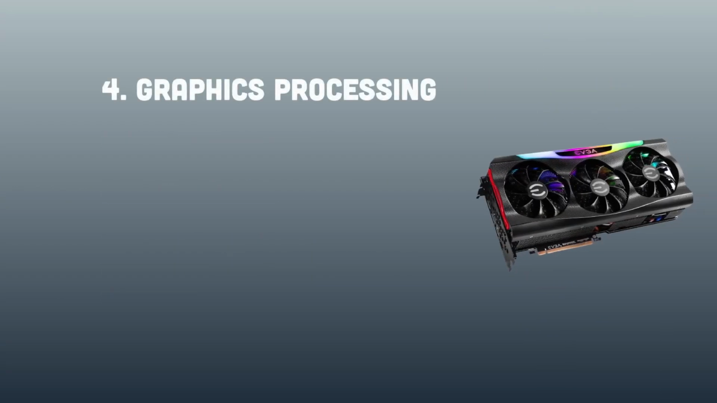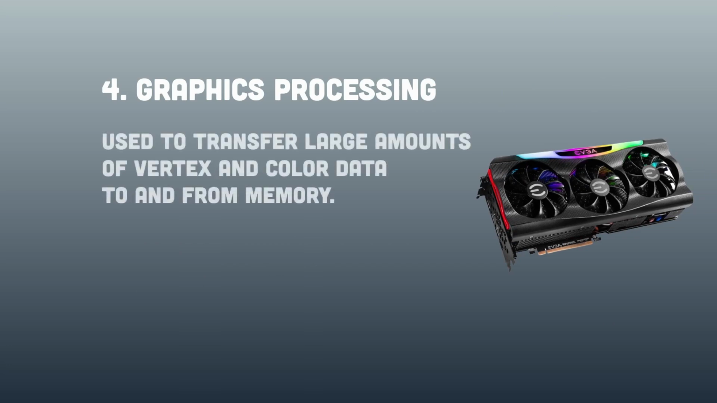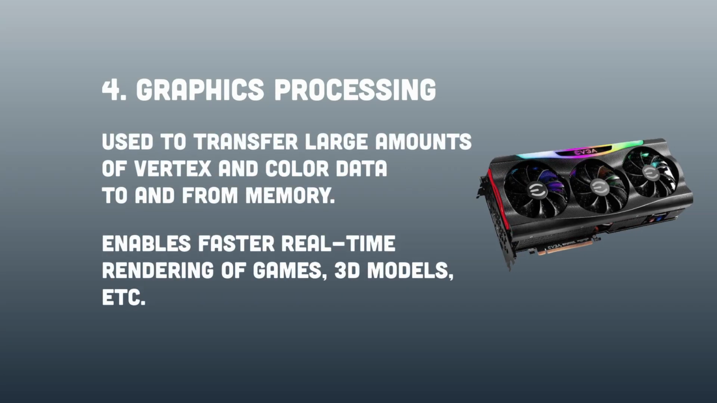Fourth, graphics processing. DMA is used in graphics processing applications to transfer large blocks of image data between the graphics card and memory. This allows for faster rendering and improves overall system performance.